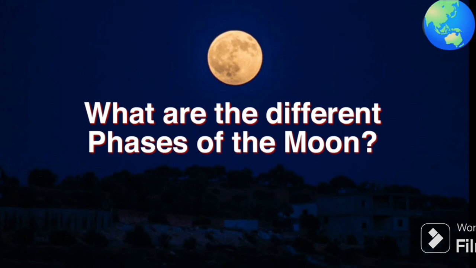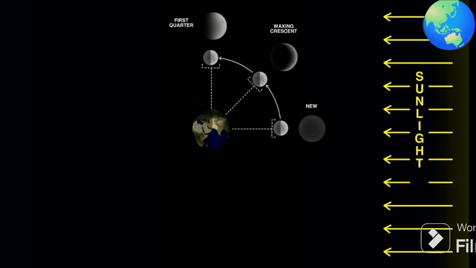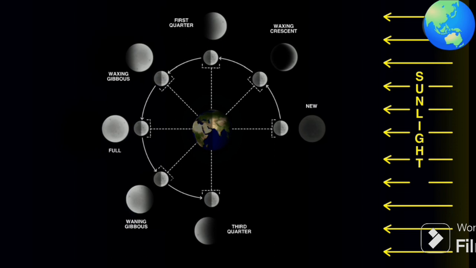What are the different phases of the moon? The different phases of the moon are new moon, waxing crescent, first quarter, waxing gibbous, full moon, waning gibbous, third quarter, waning crescent, new moon or dark moon. Let us look at each of them in turn.